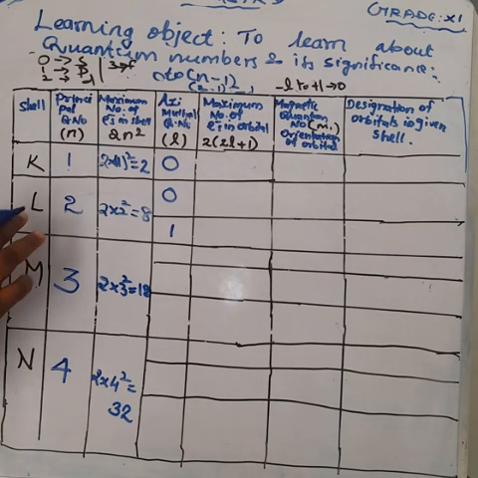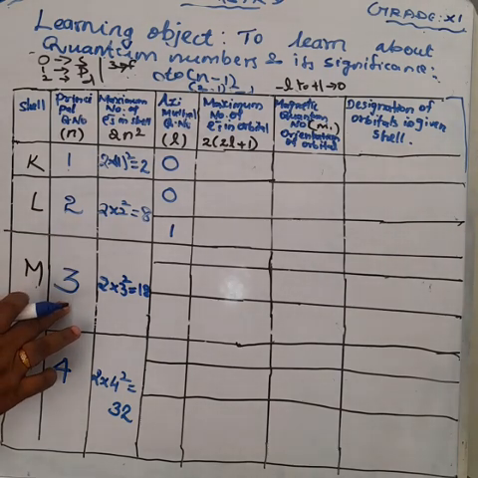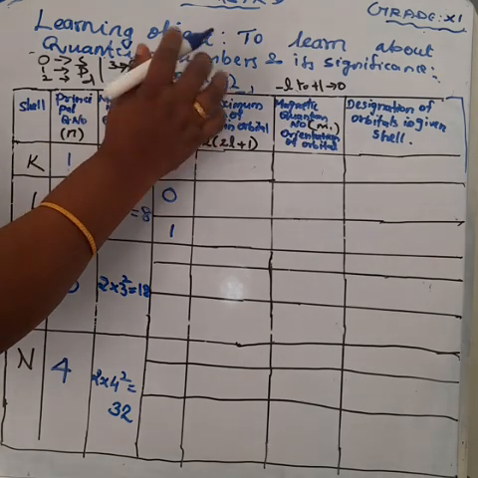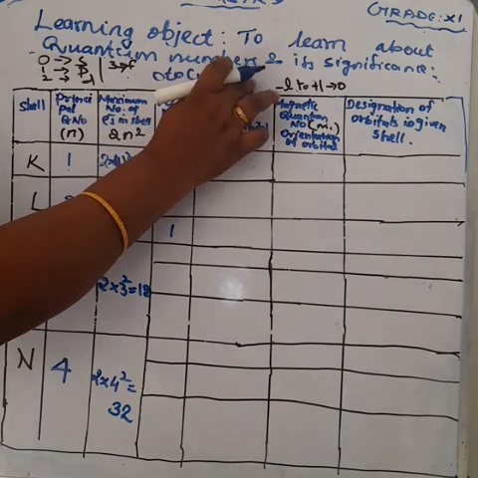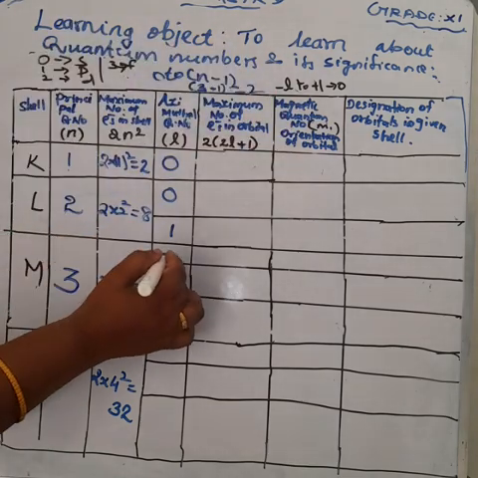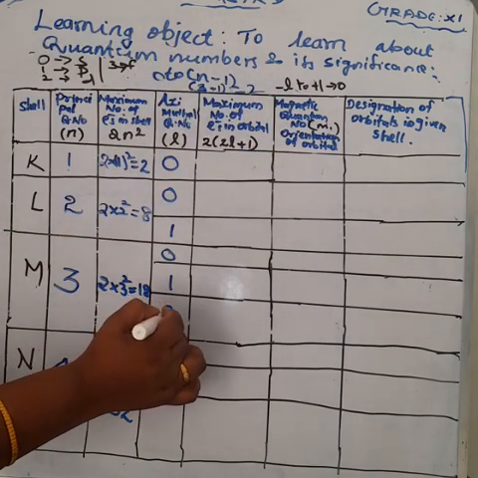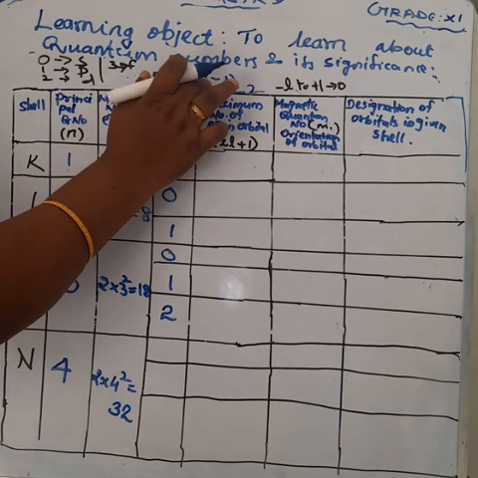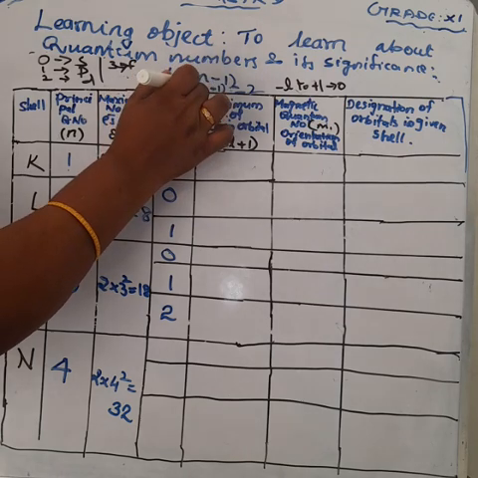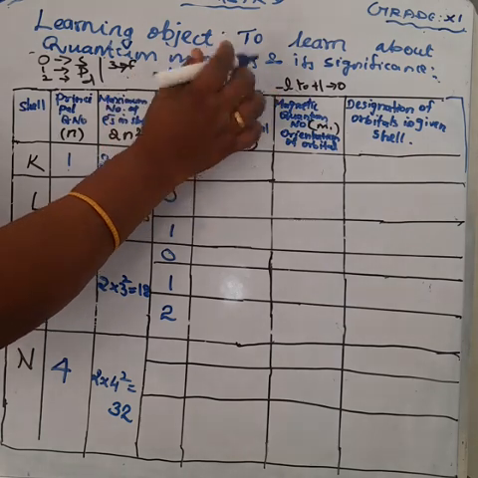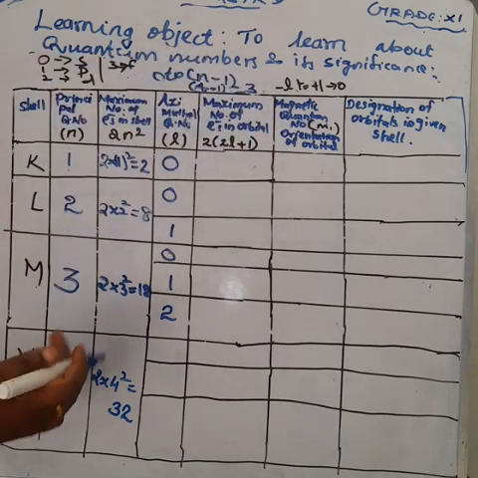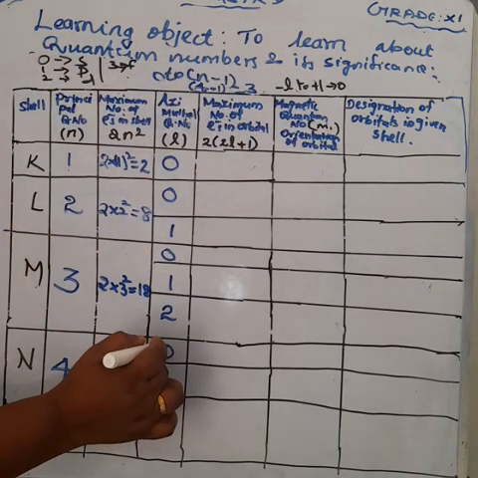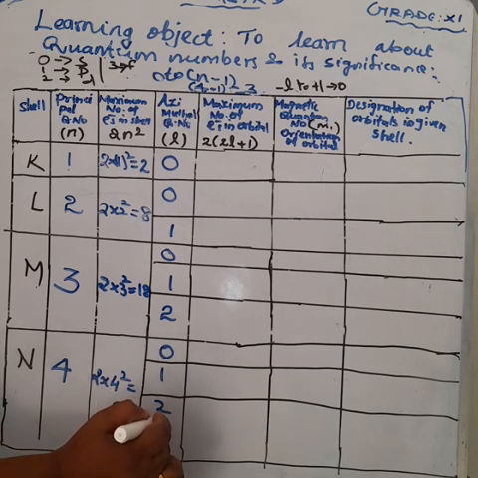And the M shell, the third shell, the principal quantum number value is 3. So n value 3 minus 1 is 2. So we can start from 0 to 2: 0, 1, 2. Okay. And about the N shell, the principal quantum number value is 4. So for the azimuthal quantum number we write 0 to n minus 1. So 4 minus 1 is 3. So we can write 0 to 3: 0, 1, 2, 3. Understood?